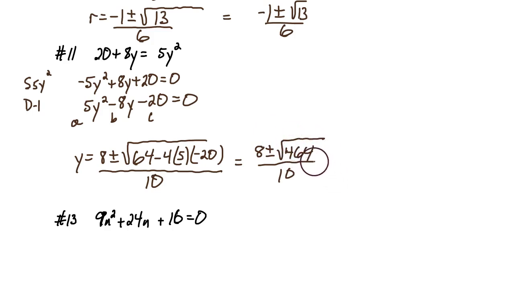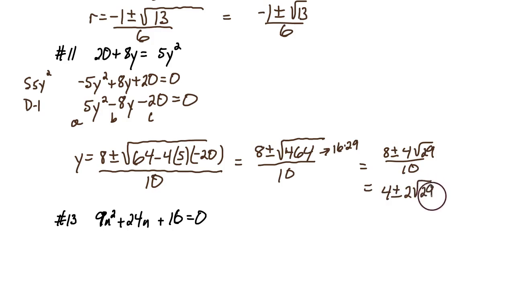With the help of the calculator, I can figure out that 464 is the same thing as 16 times 29. And we can find the square root of 16. So this makes 8 plus or minus 4 square root of 29 all over 10. And this reduces because 8, 4, and 10 are all divisible by 2. So we get 4 plus or minus 2 square root of 29 all over 5.